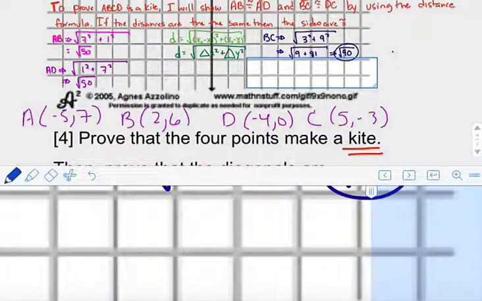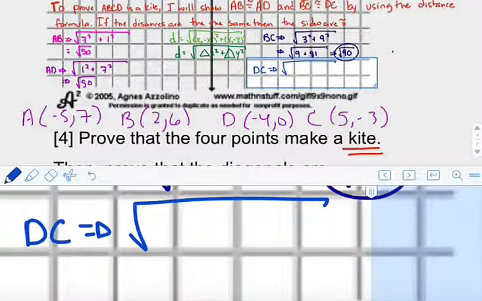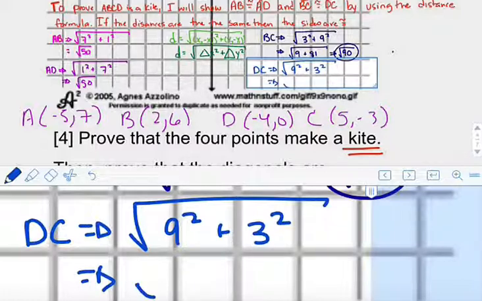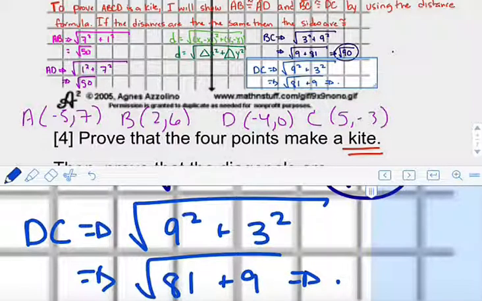Let's find, what do we have left? DC. Okay, going from D to C goes from negative 4 to 5. That's a 9 squared. The y's go from 0 to negative 3. That's a 3 squared. 9 squared plus 3 squared, that's going to be 81 plus 9 again. And so that's going to be square root of 90.